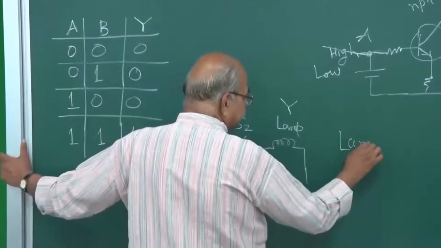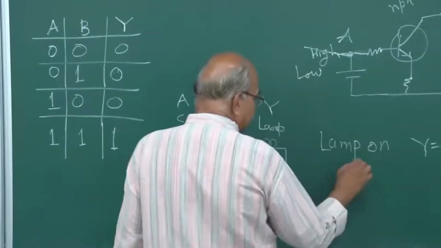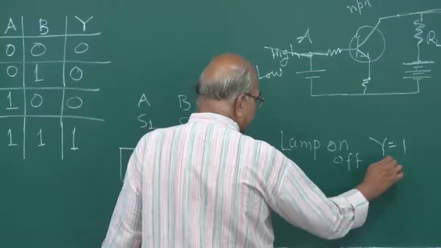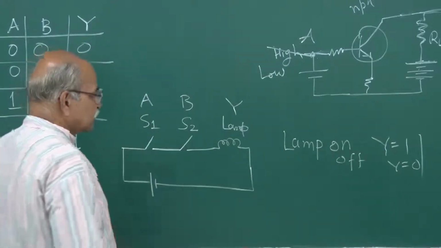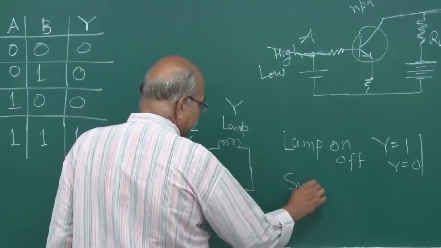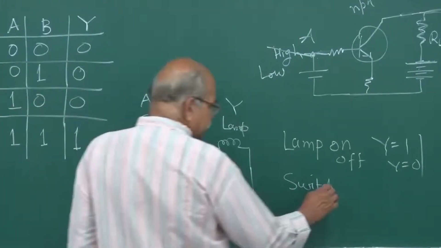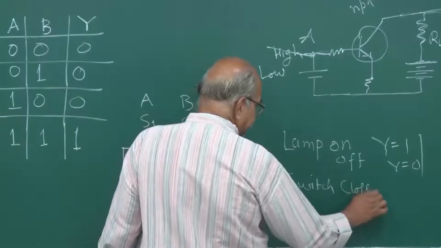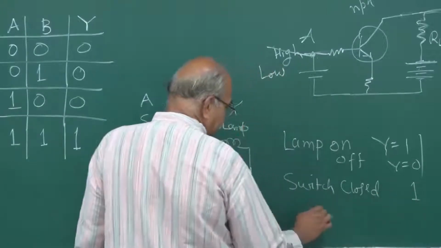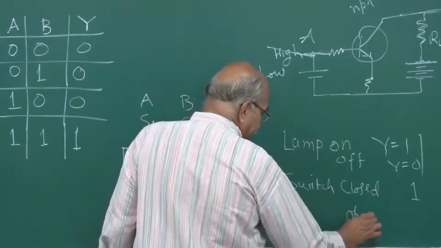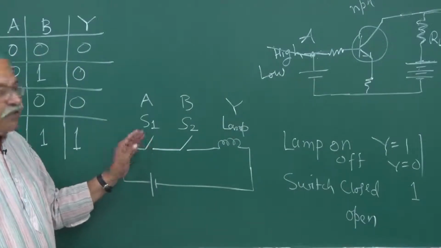Lamp on, Y is equal to 1, and lamp off, Y is equal to 0. So that's the output. And input, switch S1. So any switch, if it is closed, closed means connected. So if the switch is closed, that we will call 1. This is your input, A or B. And if the switch is open, as it is shown in this figure, the switch is open, so that we will call 0.